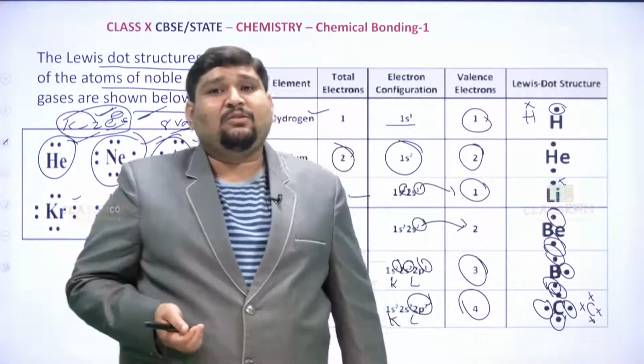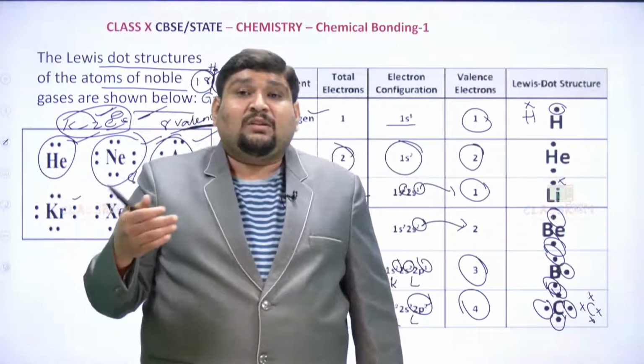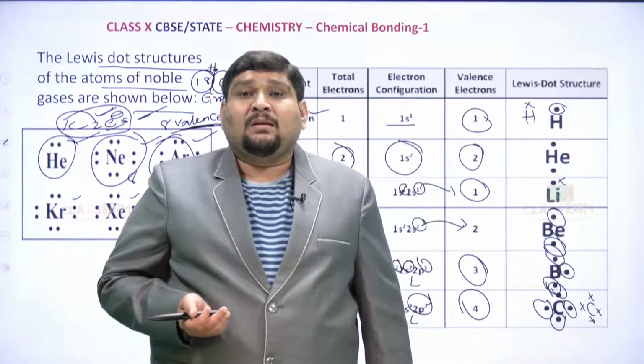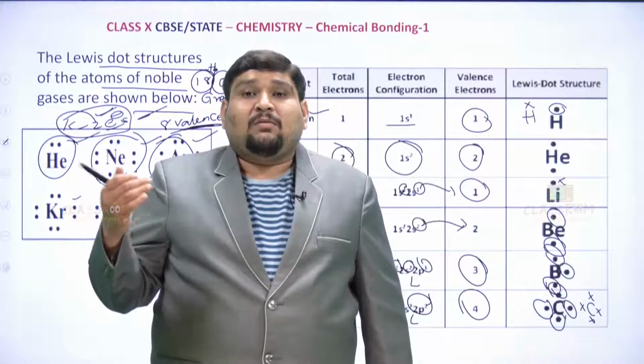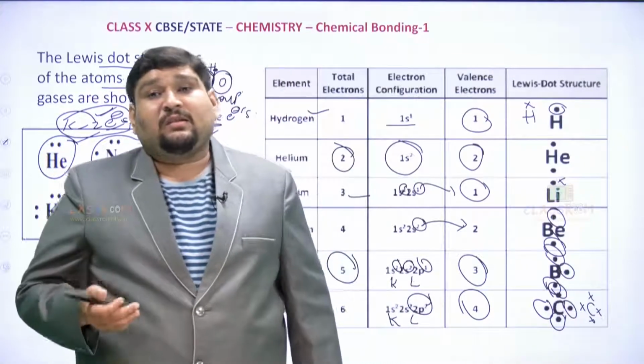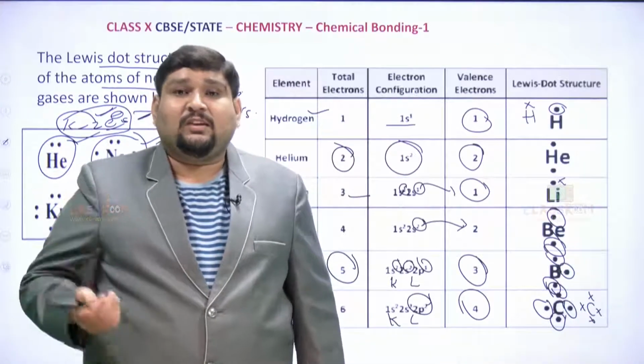So the same thing we are trying to show here also, because you can get this type of question where you need to explain or show these particular elements in the form of atoms, representing the number of available valence electrons in the form of dot structures or cross structures, which you call Lewis dot structures.